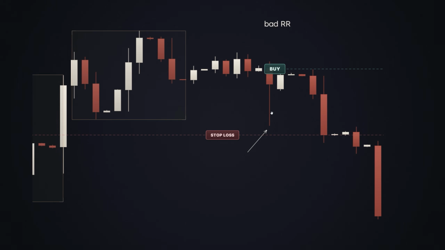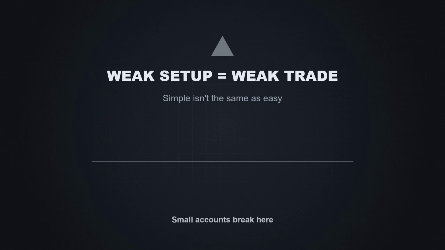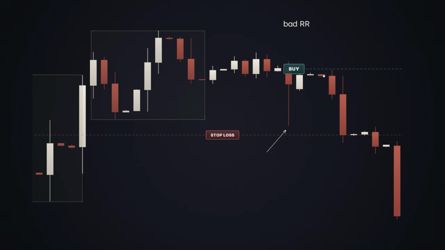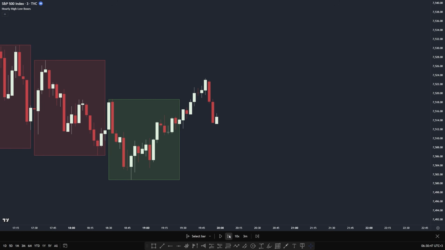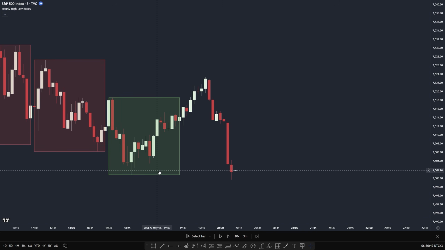This is where a small account gets damaged fast. The strategy is simple, but a weak version of the strategy is still a weak trade. The strategy didn't fail. I forced a weak version of it. The clean version looks almost boring, and that is the point. Price moves directly into the previous hour low.